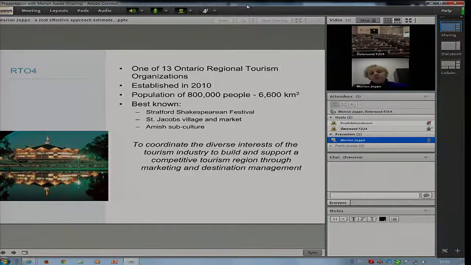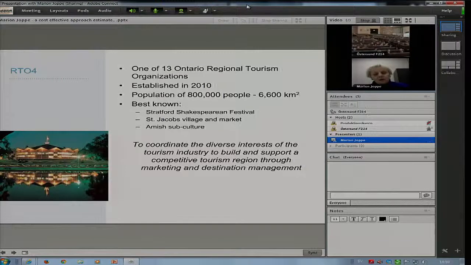you have great diversity in the type of product. So RTO4, the region that we are talking about, for instance, is very, very well known for its Shakespearean festival. Its namesake city, Stratford, in Ontario, has built this festival that attracts about 800 to 900,000 visitors a year, about half of them coming from the United States. That is quite unique in Ontario, as you might imagine.